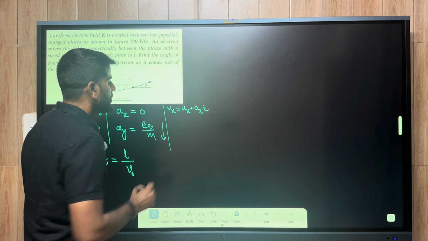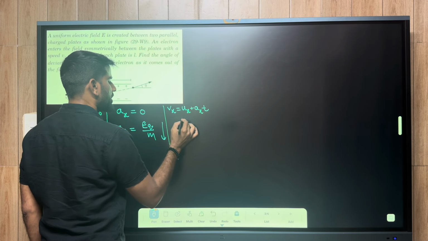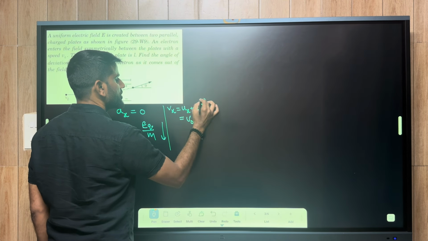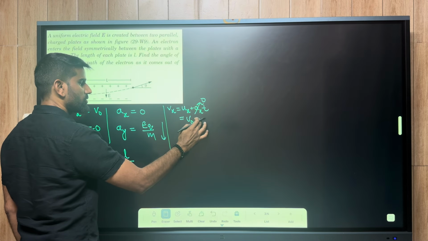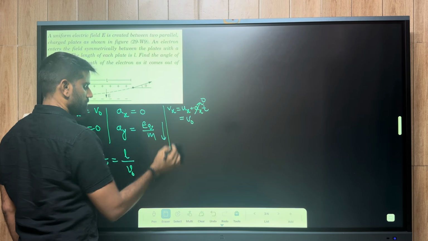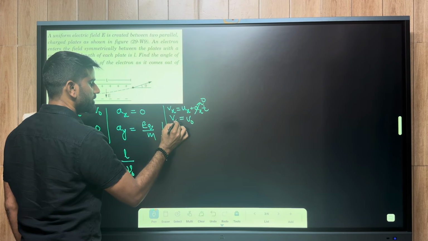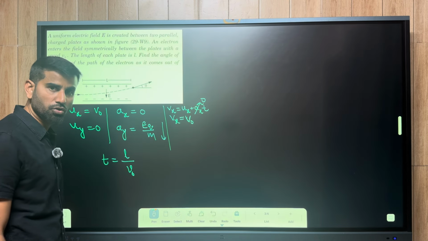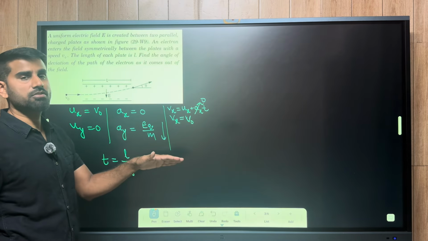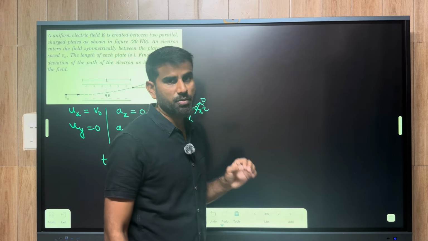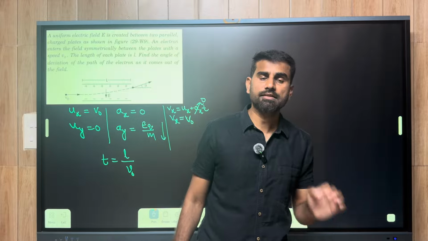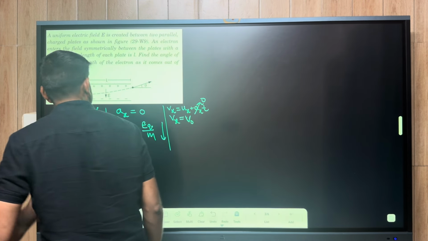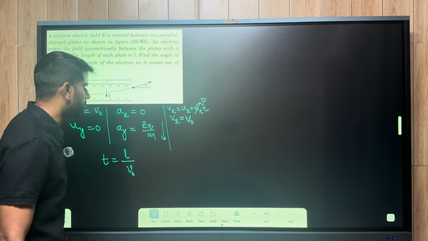You will see that when ux is v naught and ax is 0, Vx is equal to V naught. That means along the horizontal direction its velocity remains the same, because no force acts along the horizontal direction. There is no acceleration as well, so the velocity remains constant. So Vx is equal to V naught.